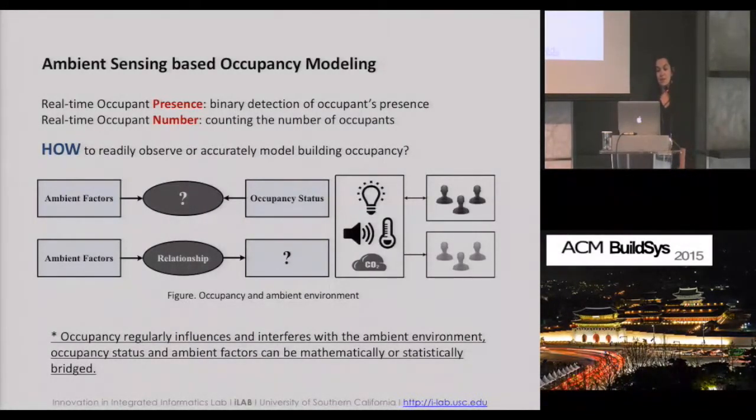The presentation and the paper focus on both presence, which is the binary occupancy, occupied or unoccupied, as well as real-time occupancy. Our hypothesis is that occupancy regularly influences and interferes with the ambient environment. Occupancy status and ambient factors can be mathematically or statistically bridged. So we're trying to find out how to make that bridge.